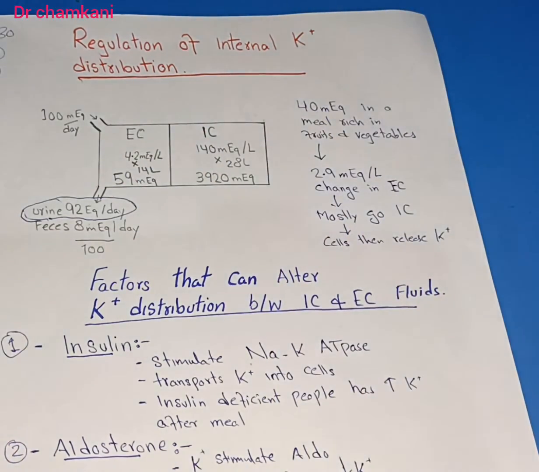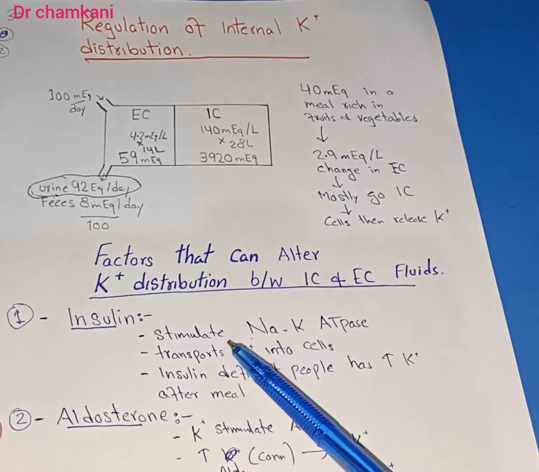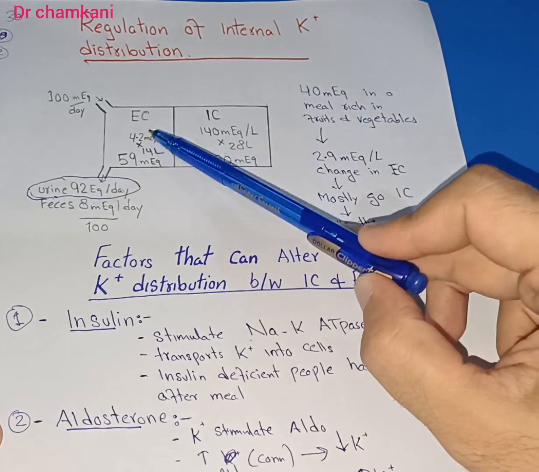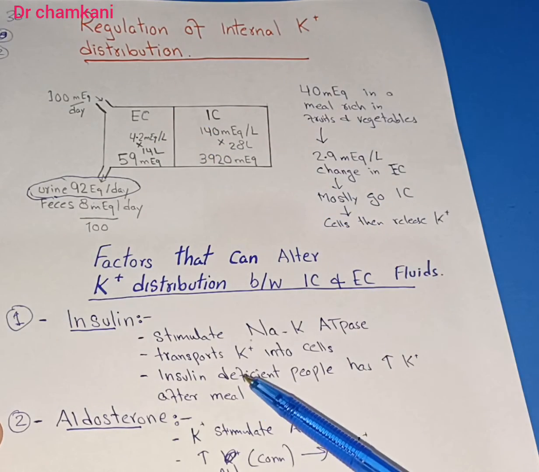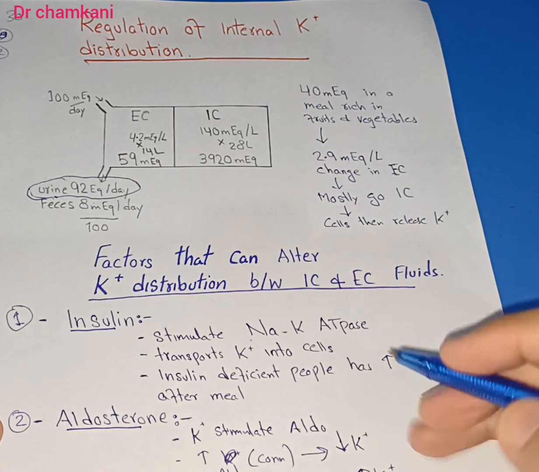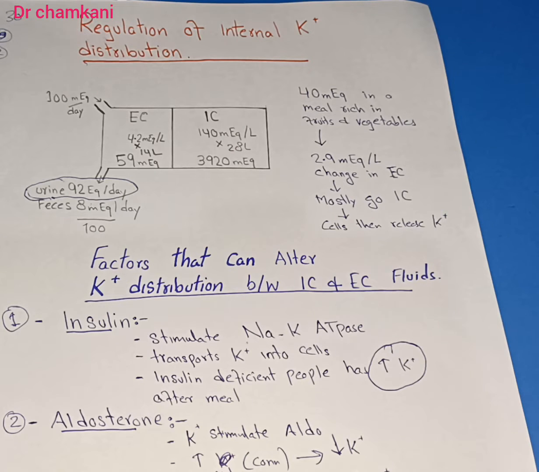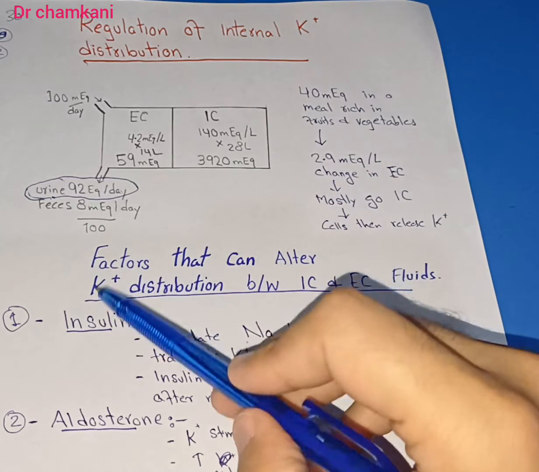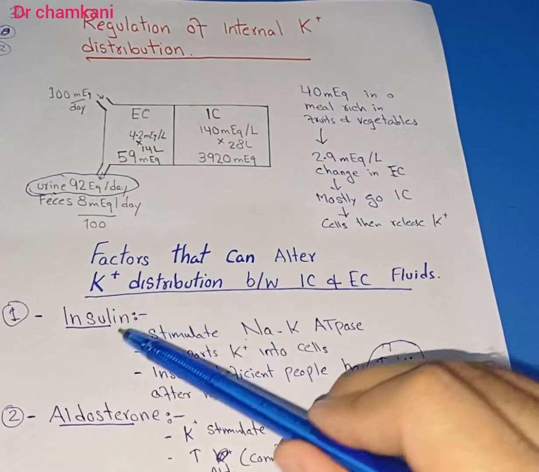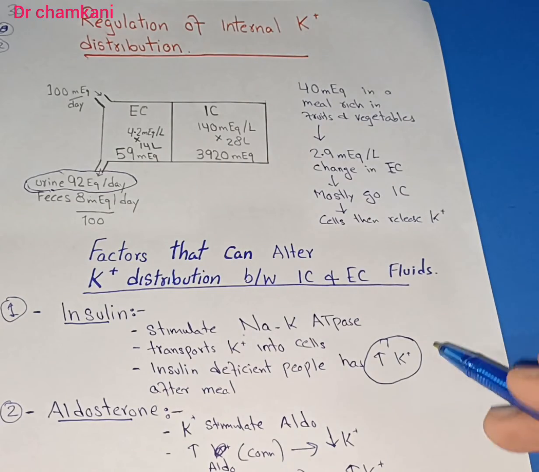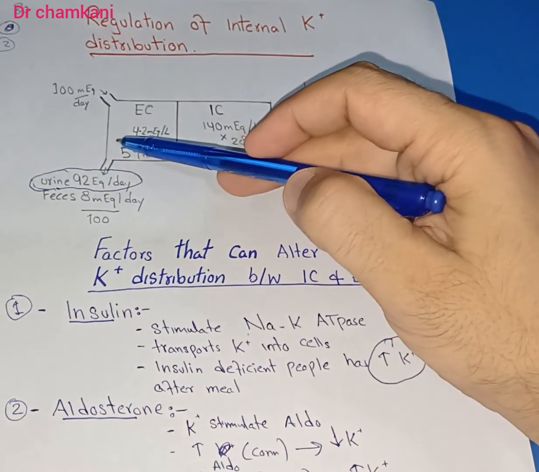With the help of this redistribution, the normal levels of potassium in the extracellular and intracellular space are maintained. But it can be disturbed by insulin, because insulin stimulates the sodium potassium ATPase and transports potassium from the extracellular space into the intracellular space. People deficient in insulin have high potassium after a meal. This is very important: people admitted with DKA, diabetic ketoacidosis, and injected with insulin are normally given extra potassium as well, because insulin shifts potassium from the extracellular space into the intracellular space, which leads to hypokalemia. So it is important to give them extra potassium so that the normal limits are not disturbed.